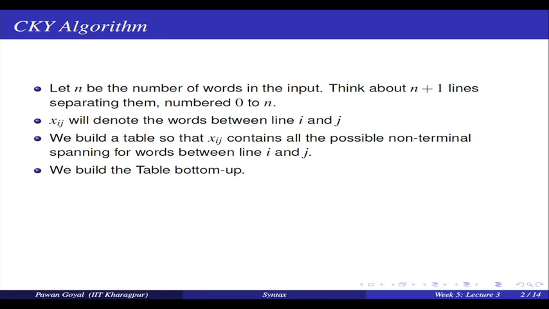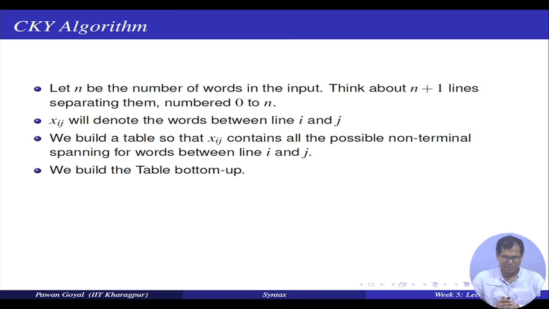So this is the idea. I will take a sentence. I have n words in my sentence. So you will think about n plus 1 lines that are separating them, starting from 0 to n. Okay, and so once you have done that, any xij will denote words between line i and j, and so you will build up a table such that any xij will contain all the possible non-terminals that can derive words between the lines i and j. Okay, and you do that bottom up.